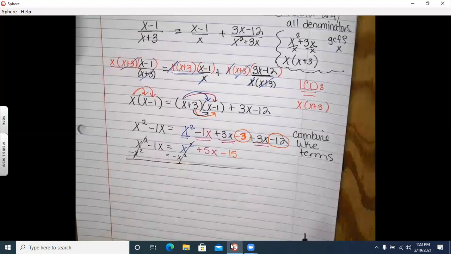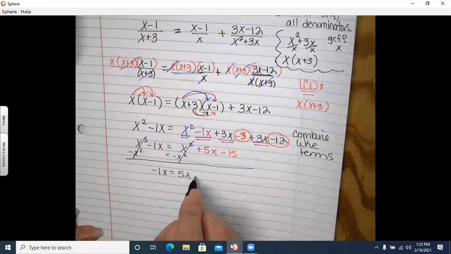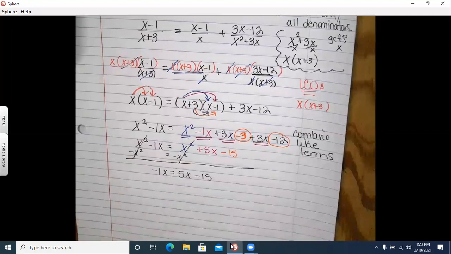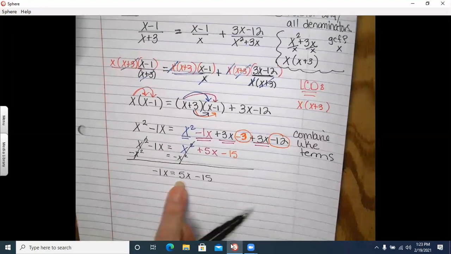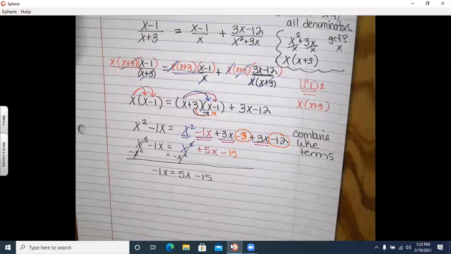So let's see, I have on the left negative 1X equals 5X minus 15. I'm trying to solve for X. What should I do? Okay. So I can move this negative 1X over to be with the 5X, or I can move the 5X over to the left. Either way, it's the same thing, but one's going to cause us an extra step. What do y'all want to do?